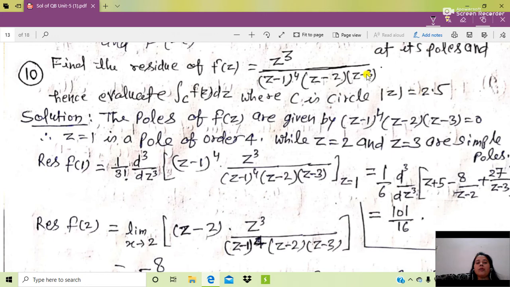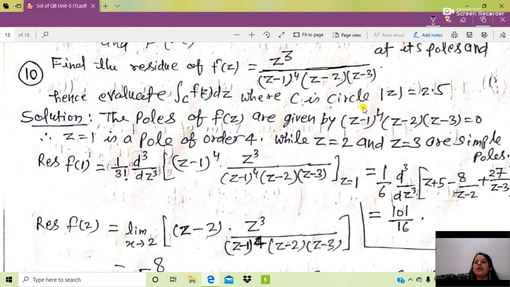Now, to calculate the poles, we put the denominator of f of z equal to 0. So by putting the denominator equal to 0, we have 3 poles. At z is equal to 1, it will be a pole of order 4. At z is equal to 2, it is a pole of order 1, which is a simple pole. And at z is equal to 3, it is a pole of order 1, which is a simple pole. So we have 3 poles at 1, 2 and 3.